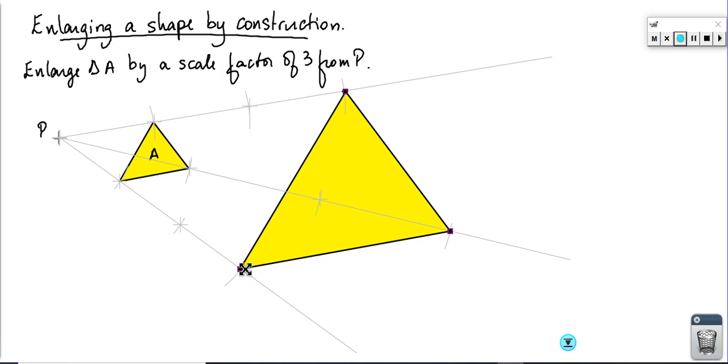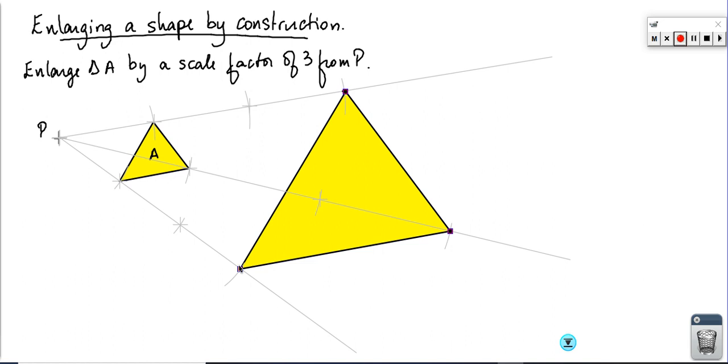And now, as you can see, this triangle is the enlargement of this triangle from center P by a scale factor of 3. Same thing if you need to do the reverse. If you have the 2 triangles already drawn, all you need to do is draw these 3 lines; where they meet is the center of enlargement. If you need to find the scale factor of enlargement, you measure one side of this triangle, you measure the same side on the other triangle, you divide the values, and you get the scale factor of enlargement.